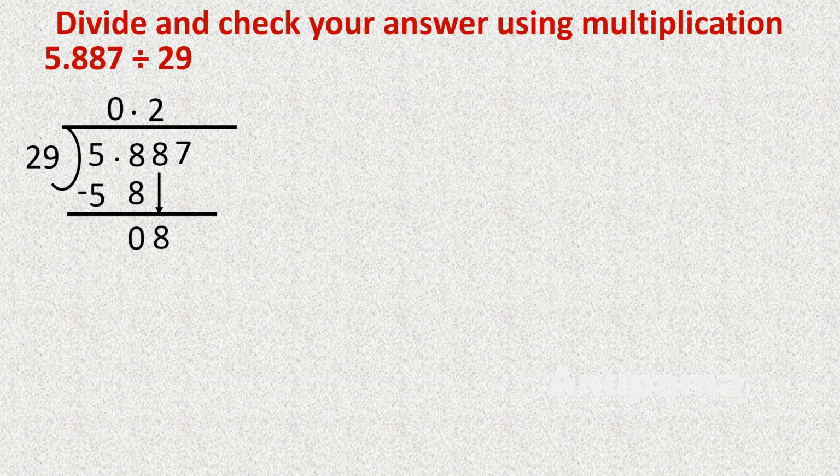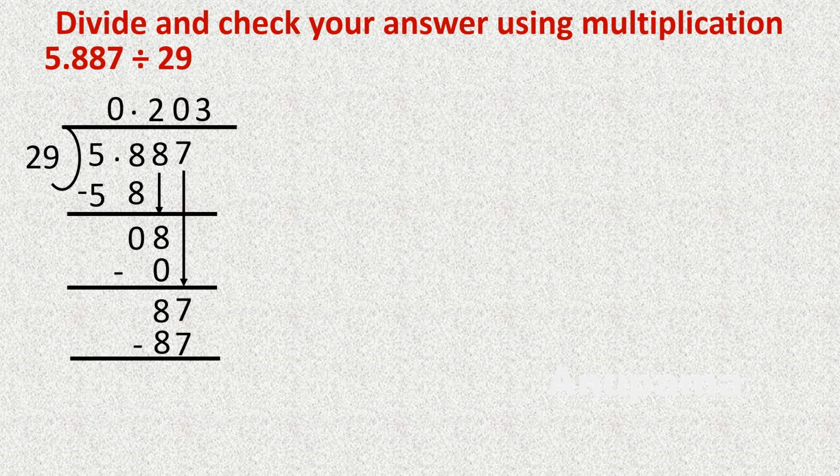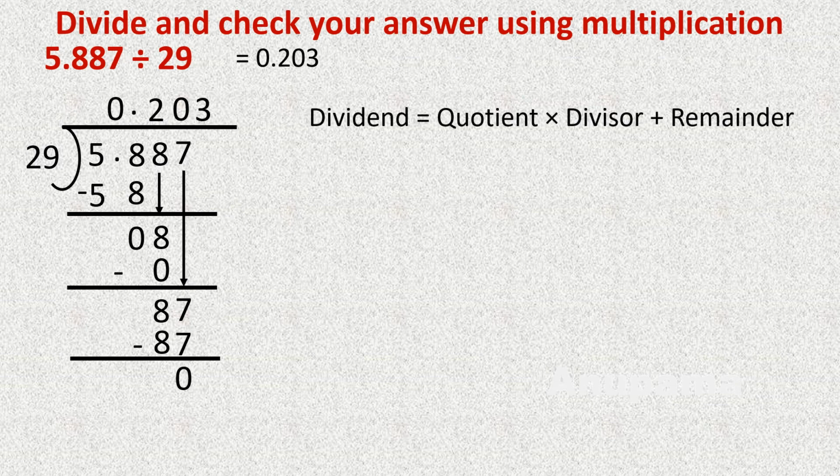Now we will write down 8 here. Because 8 is less than 29, again we will put one 0 here. 29 zeros are 0. We will subtract it. It is 8. Now we will write down 7. 29 threes are 87. So we will write down 87. Now we will subtract it. It is 0. So our quotient is 0.203.